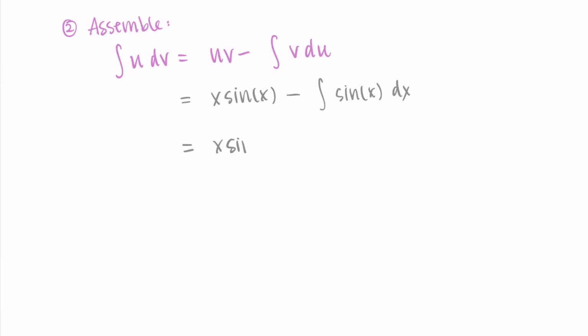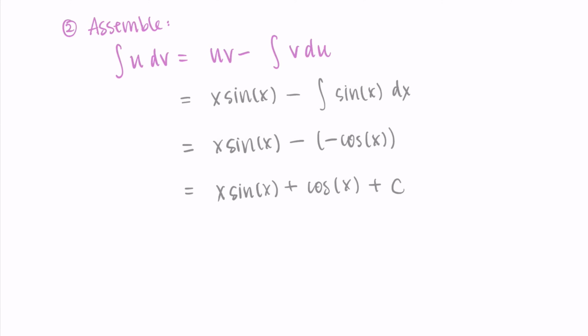So the antiderivative of sine is negative cosine. So I have x sine of x minus negative cosine. Then the minus minus becomes a plus. So I have x sine of x plus cosine of x. And then I'll add on my plus c here to help me represent a general antiderivative.